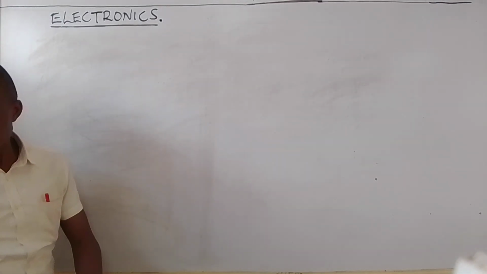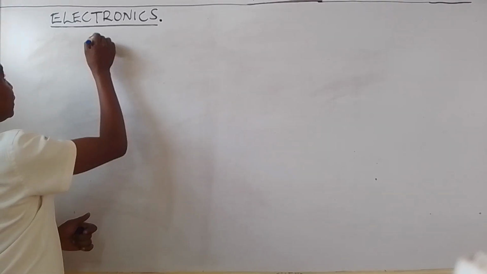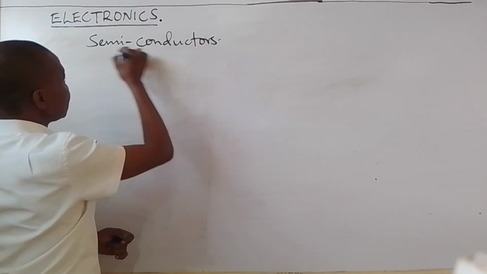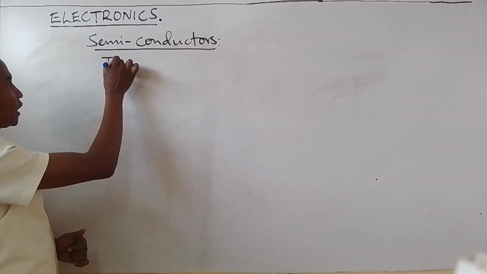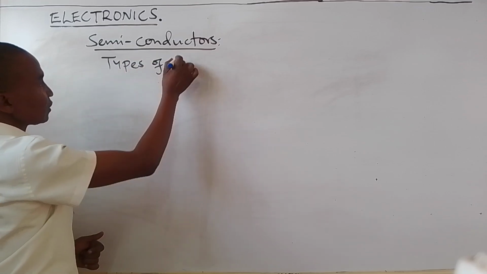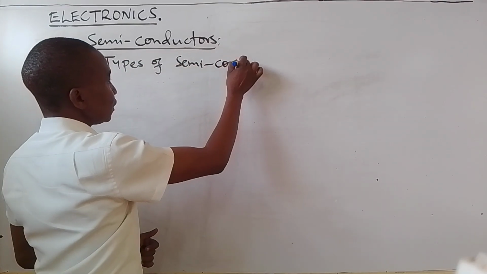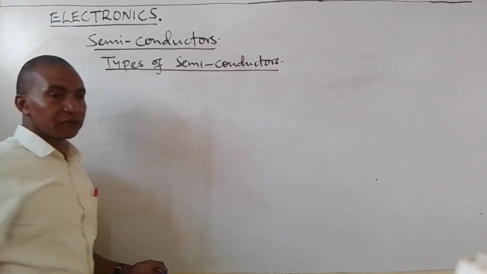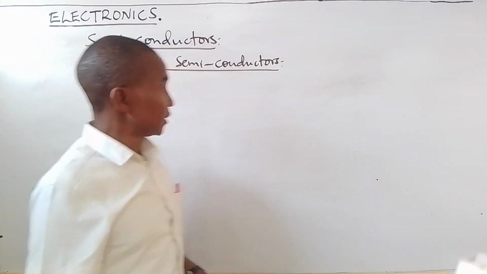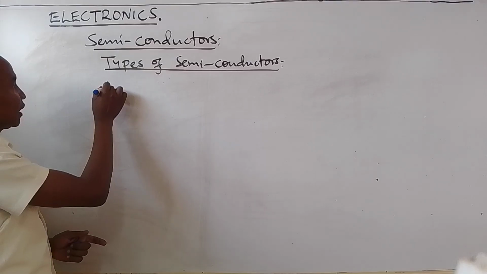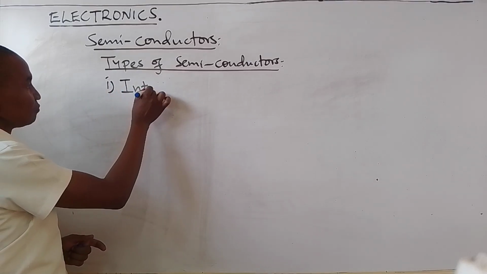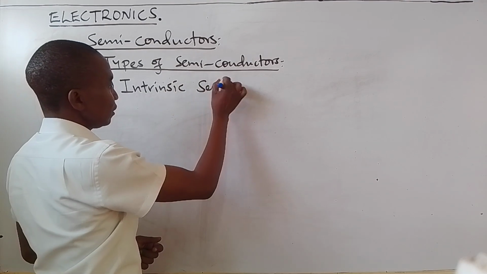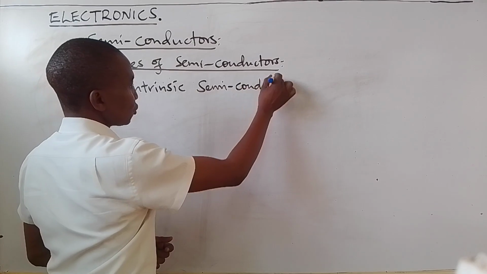In order for us to do this, we shall start with a small subheading, semiconductors. And then I look at types of semiconductors. There are two types of semiconductors. One, intrinsic semiconductors.